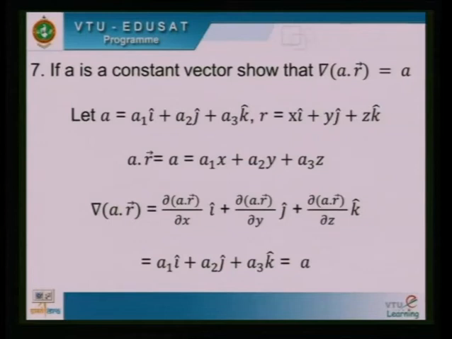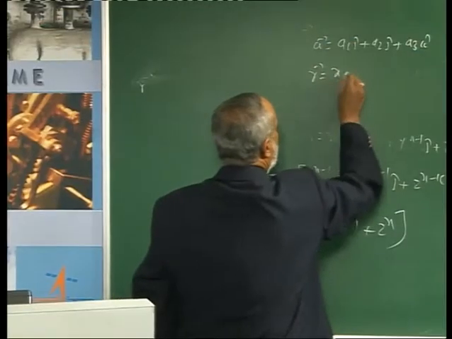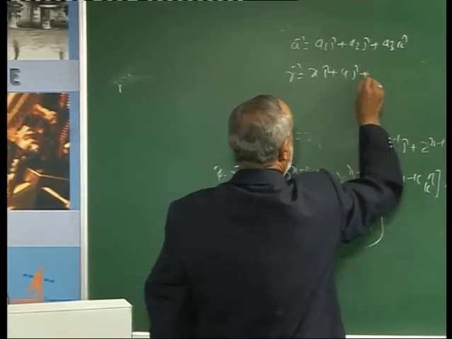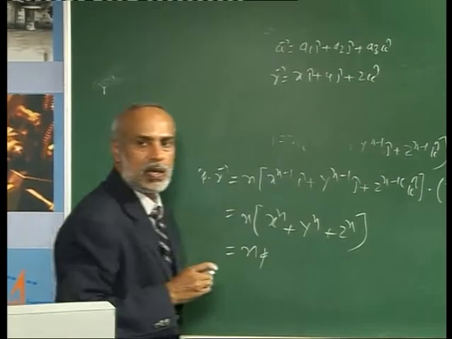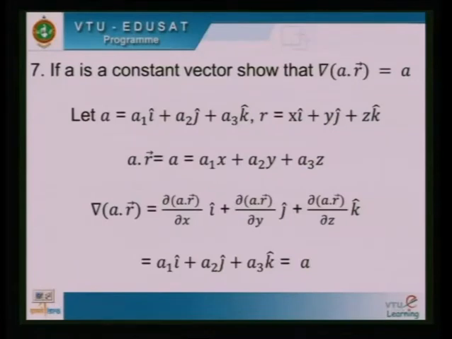Then you know r vector. R vector is a position vector. That is, r vector is equal to xi vector plus yj vector plus zk vector. That is a position vector. First, you can take the dot product of a vector dot r vector.